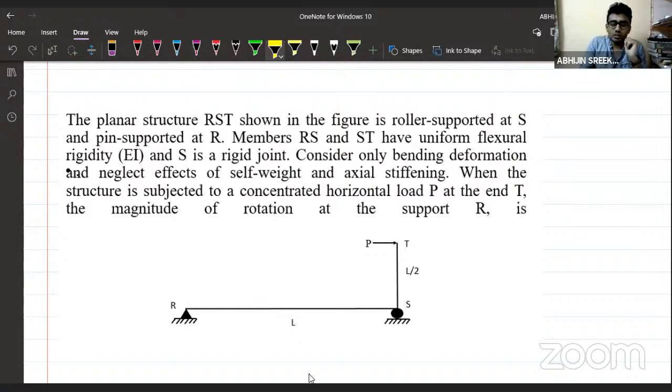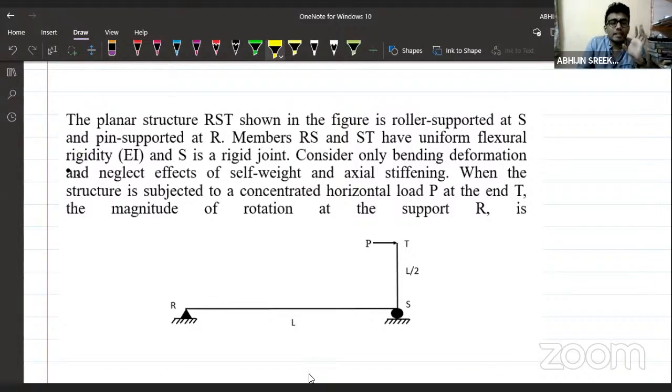The planar structure RST shown in the figure is roller supported at S and hinge supported at the end R. We are given a planar structure here. It has a hinge support at one end and a roller support on the other end. The structure is RST. We have a cantilever portion here, right? RS and ST have uniform flexural rigidity, which means a uniform cross section throughout the length. And S is a rigid joint. S here is also a rigid joint. This means it's a rigid jointed structure.